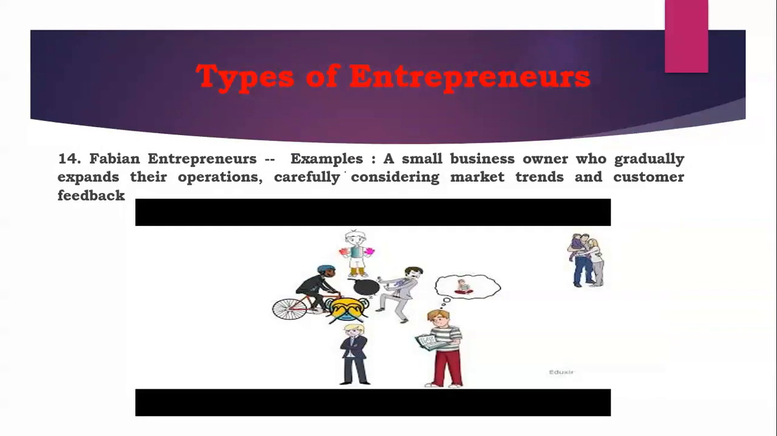Having said that, let me also put forward one more type of entrepreneur, the Fabian entrepreneur. What they do is proceed very cautiously before going further. They tend to proceed gradually, making calculated decisions. They always want to mitigate their risks. They prioritize stability and long-term sustainability over rapid growth. The best example is a small business owner who gradually expands their operations, carefully considers market trends and emerging trends, and takes customer feedback and follows it. Accordingly, they will grow further. These are the Fabian entrepreneurs.